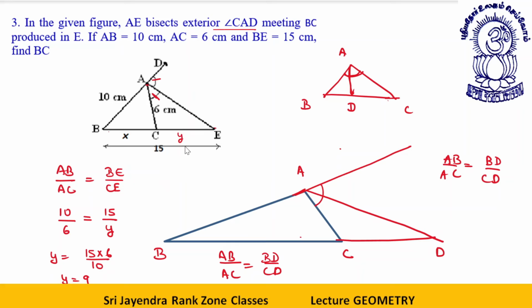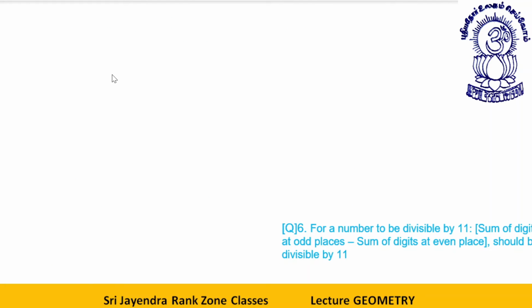The moment you get y is equal to 9, what will happen? BC is equal to 15 minus 9. BC is equal to x is equal to 6. Okay. Let's take the next one.